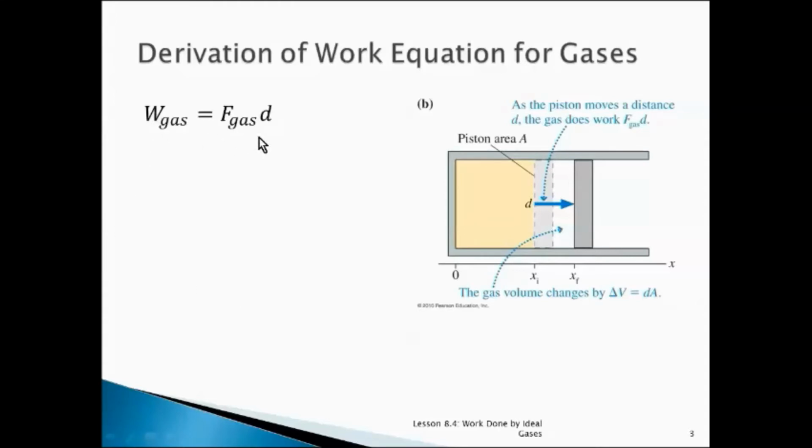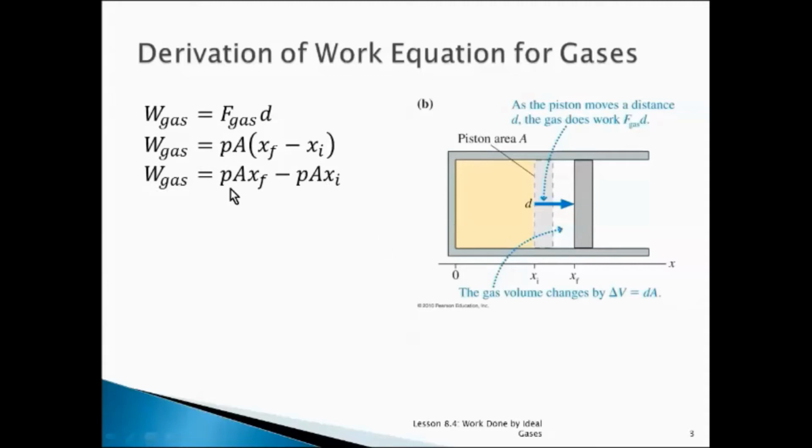Work is force times distance, and we're going to know that the displacement is in the same direction as the force, so we can ignore that cosine theta on the end. So work is the force of the gas times the distance it displaces. Well, we can replace the force of the gas with the pressure of the gas times the area, because pressure is force over area, so force is equal to pressure times area. And the displacement we'll just say is the final position minus the initial position.